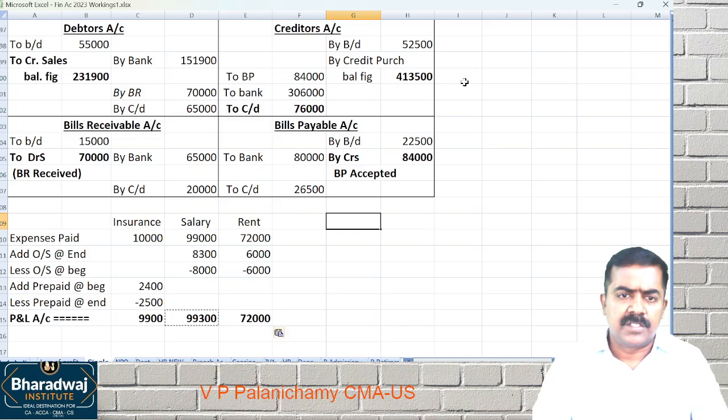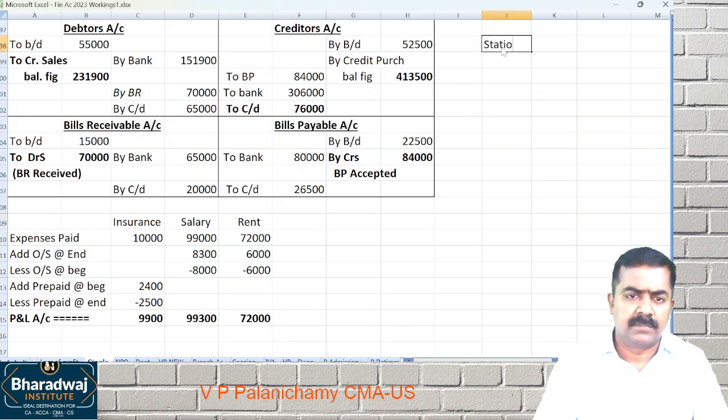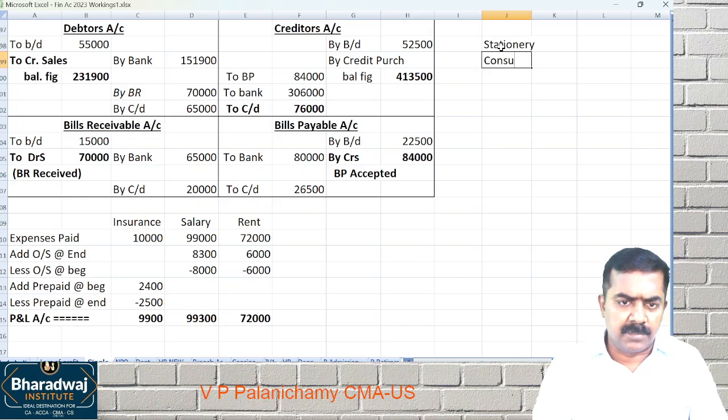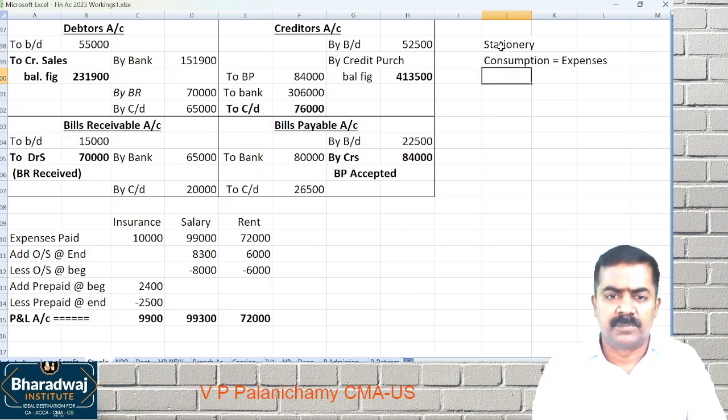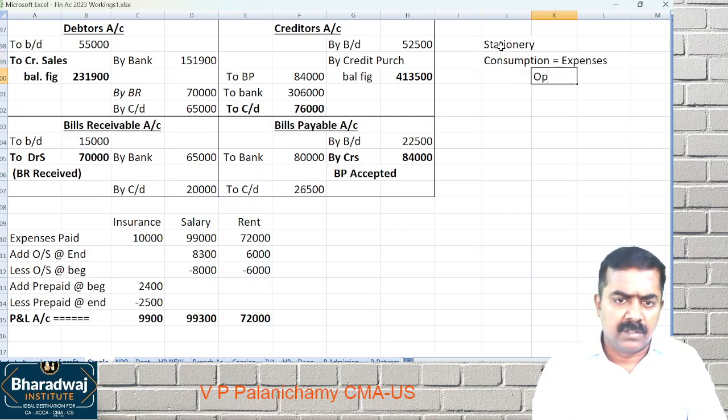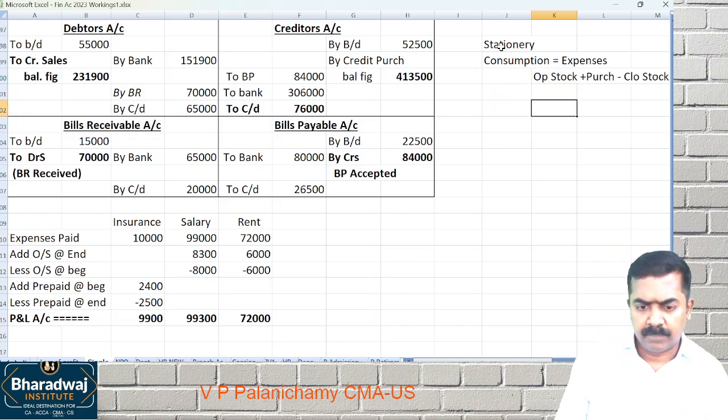Then stationery பாருங்களேன். Stationery consumption will be the expense. Consumption will be equal to what? Expense. நம்ம the non-profit organizationலயே பார்த்திருக்கோம். What is consumption? Opening stock plus purchases minus closing stock. What is the opening stock of stationery? 200 plus purchases.